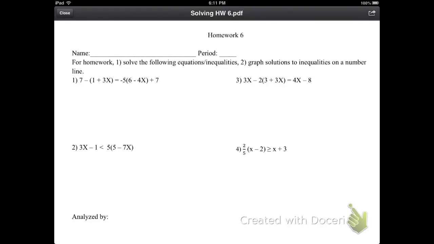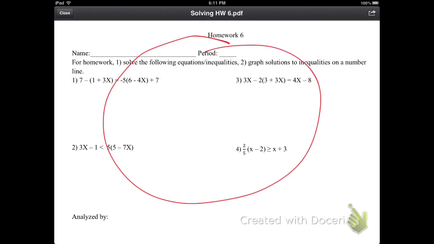Alright, boys and girls, let's see how these solutions go. So this is for homework 6. It looks like this. Lovely.